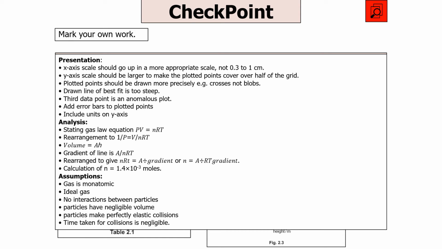If you think of the equation PV equals nRT, therefore 1 over P equals V over nRT. We know volume is area times height, and the gradient of the line is therefore area over nRT. So we can rearrange it to work out that the number of moles is equal to A over RT times the gradient. That allows you to work it through to be 1.4 times 10 to the minus 3 moles.